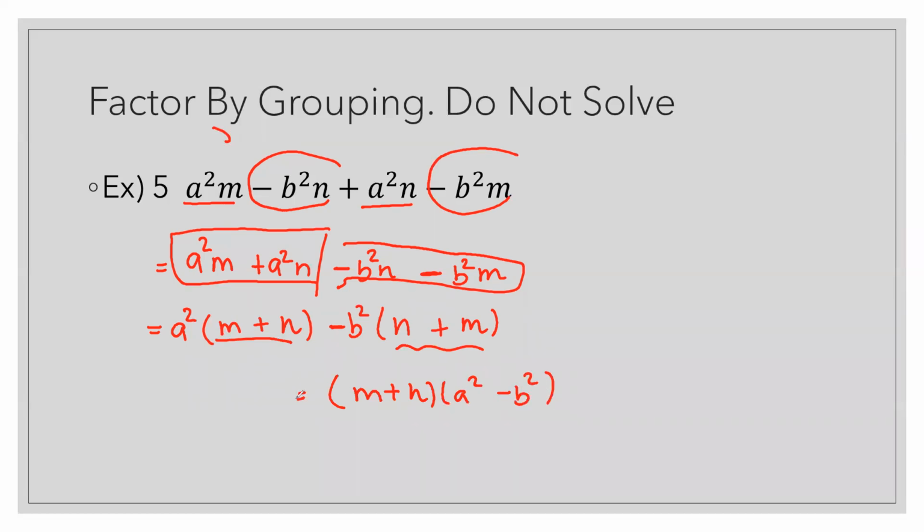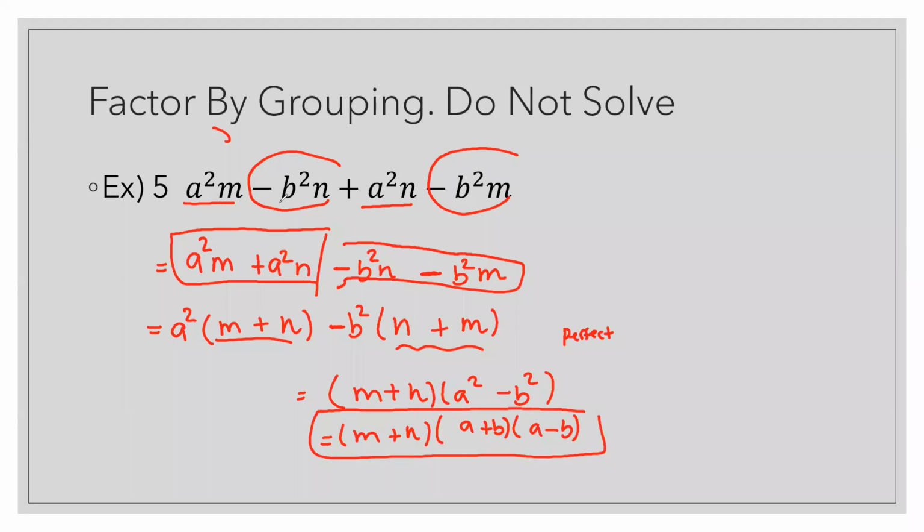Now, is this the most factored it can be? M plus n can't be factored, but a squared minus b squared can. It is a perfect square. I don't think I've talked about perfect square, but that will be in another video if you want to review that. It will be made soon. So a squared minus b squared will be factored out as a plus b and a minus b. And then you have this m plus n. Okay. And yeah, so this one's a little bit different because you had to rearrange it in order to take out a GCF. That's something you might have to do, but it works.